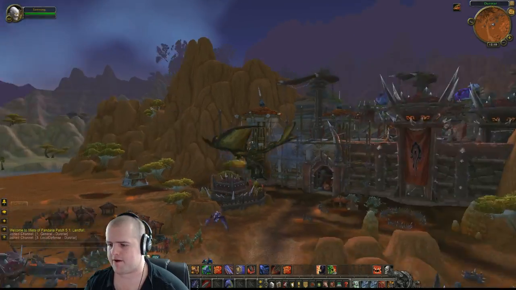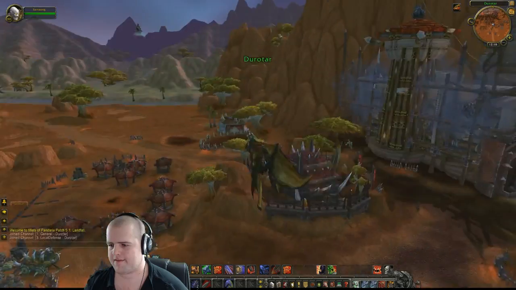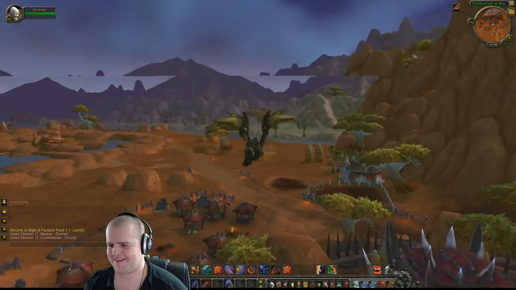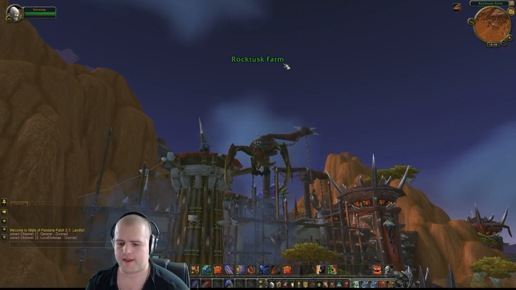Yeah, I don't have any mods or anything. This is Orgrimmar. I transferred to Horde before I stopped playing, and I think I logged in one time. Anyway, so I'm still level 80.